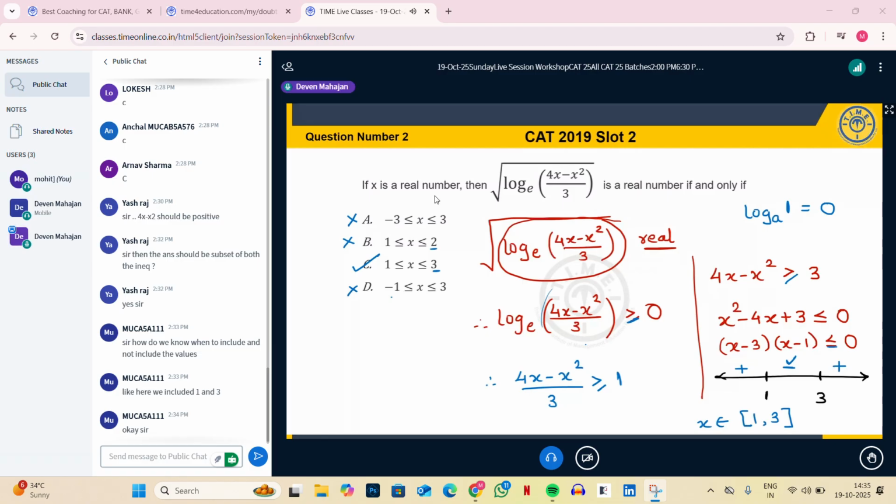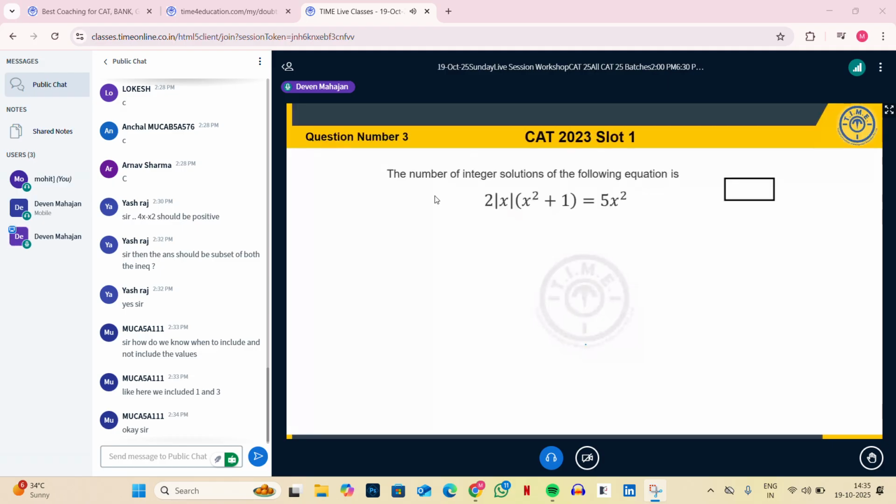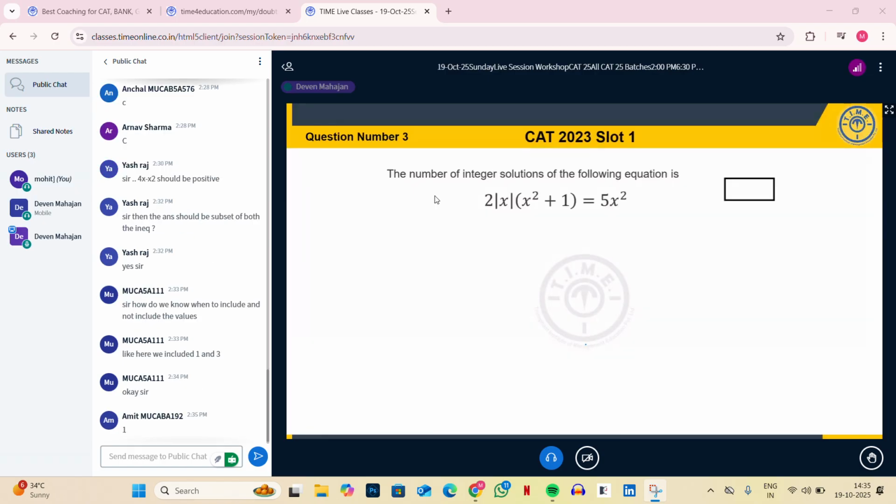Okay, चलो next. Try this out. This is CAT 23 का question. How many integer solutions are there for this equation? Now there are no options or anything that can be utilized. These kind of questions you need to know the techniques of solving.